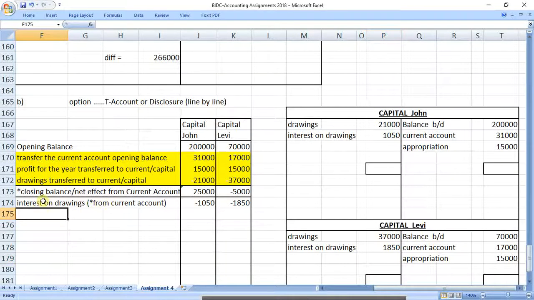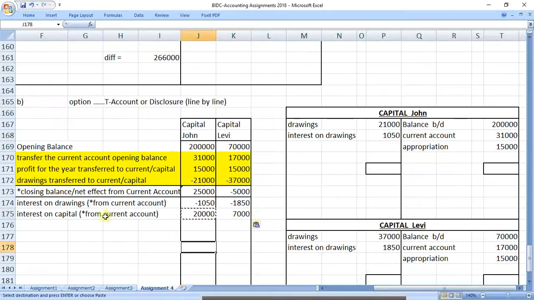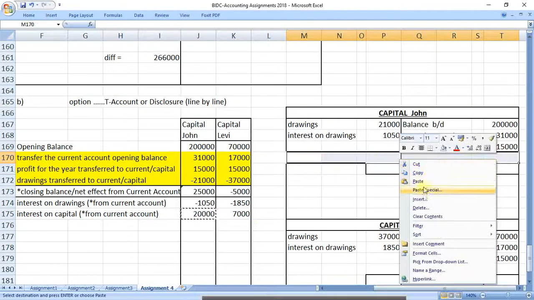Okay, so again, interest on capital, but obviously this is from the current account. Okay, so where's my capital? Here's my capital. That times 0.1, which is 10%. That gives you that figure. So the partners get an additional 20 and 7. So interest on capital would have gone on this side. You need to move this down.